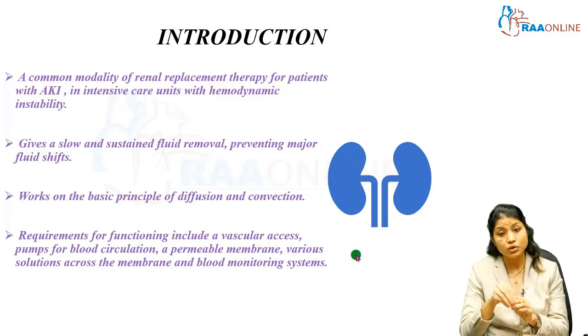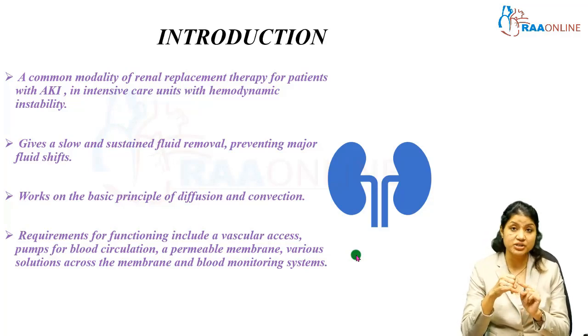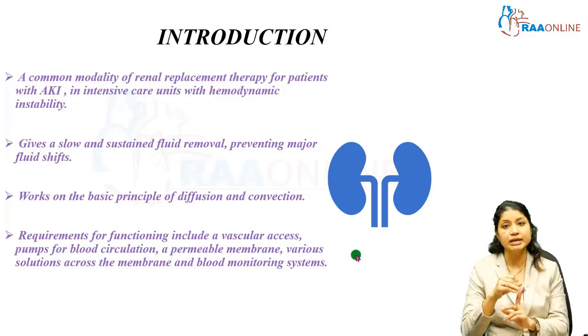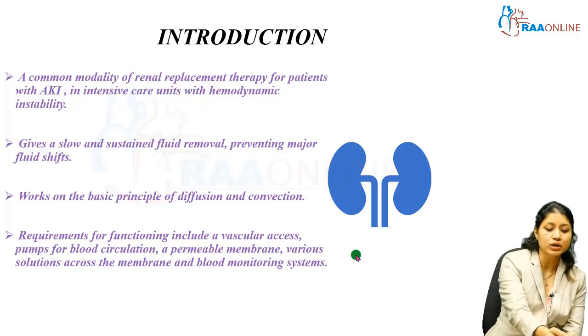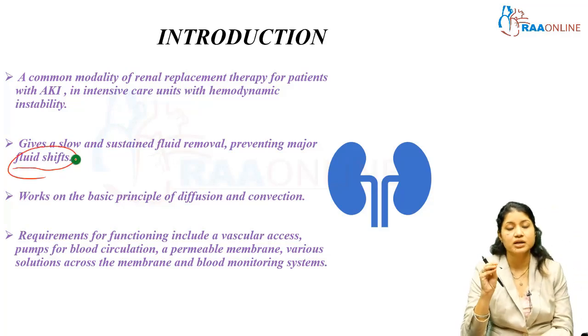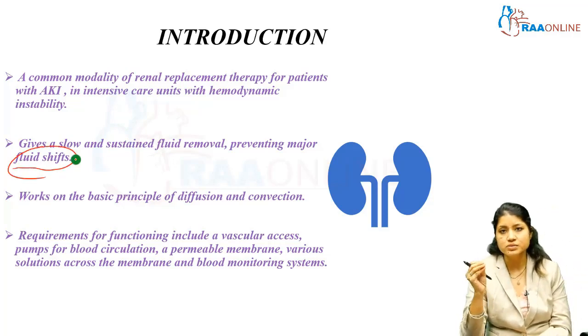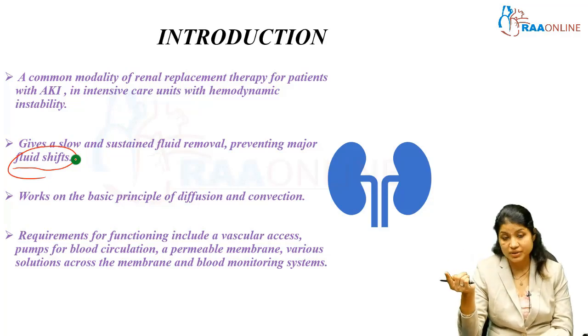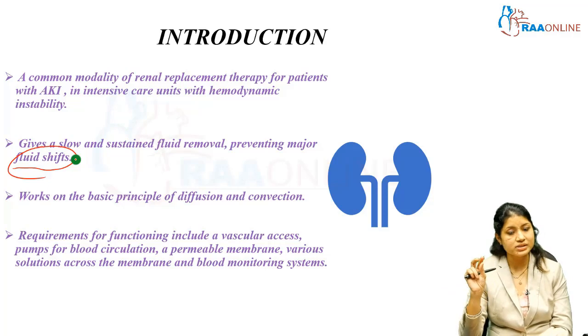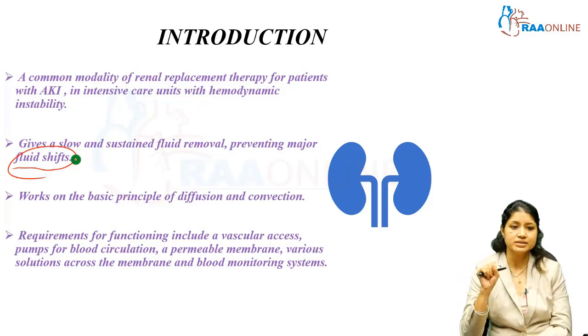This is also a common mode of renal replacement therapy for patients, especially in the West. It is the most commonly applied renal replacement therapy for patients with AKI in ICUs with hemodynamic instability. The advantage is that it gives a slow and sustained fluid removal, preventing major fluid shifts. As we discussed before, the fluid shift is what matters, because even a very minimal amount of 200 ml which remains in the circuits sometimes causes major drastic hemodynamic changes in a hemodynamically unstable patient. So slow and sustained fluid removal is the principle behind CRRT.